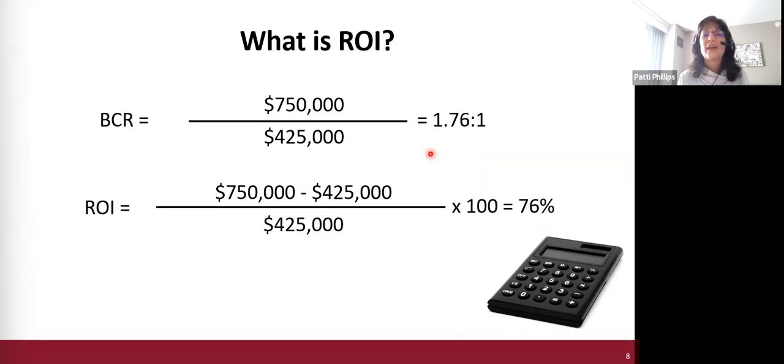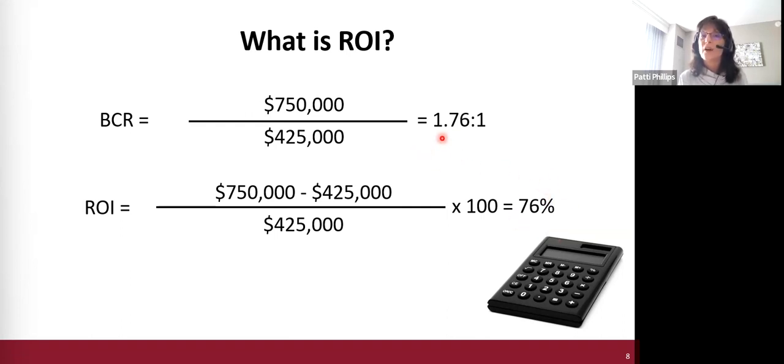That's right. Okay. So the BCR is telling us for every $1 we invest, we get $1.76 back in gross benefits. So the cost is still here in the $1.76. So you're getting $1.76 back. The ROI is telling us for every $1 we invest, we get the dollar back plus an additional 76 cents. It's a 76% return on the investment.